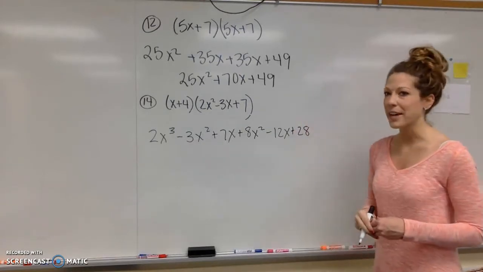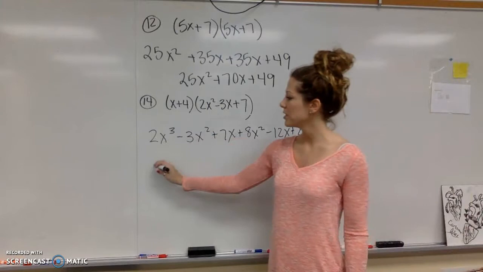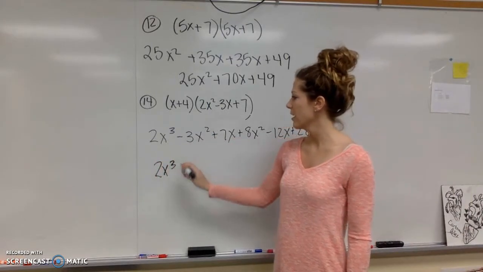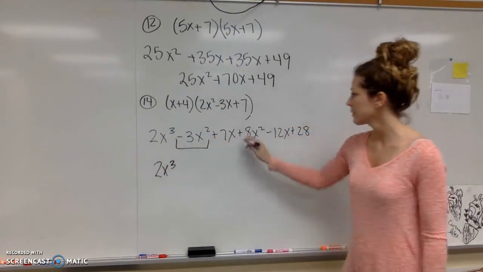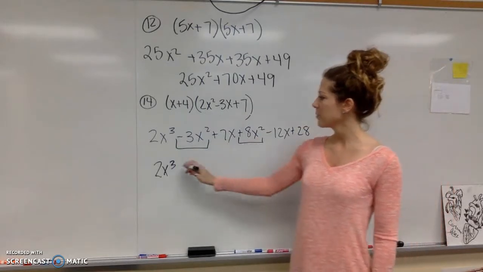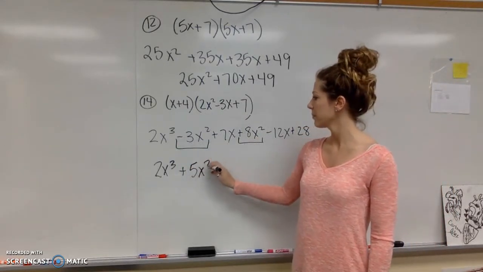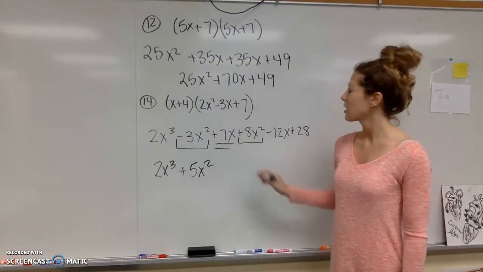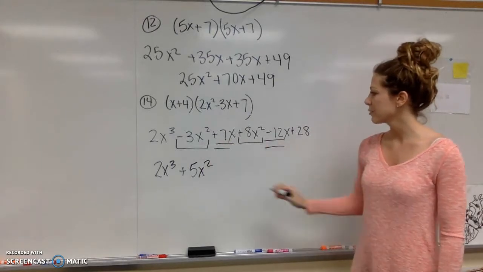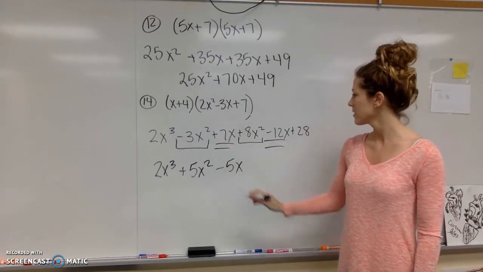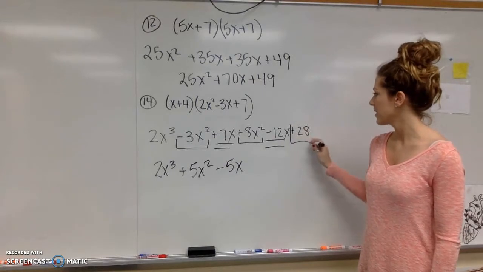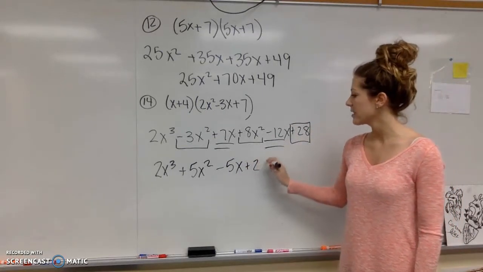All right, now we're going to combine our like terms. This is our only cubed term, so we'll leave it in front. But we have a negative 3x squared and a positive 8x squared, which makes positive 5x squared. We have a positive 7x and a negative 12x, which makes negative 5x. And lastly, we have this positive 28 as our constant.